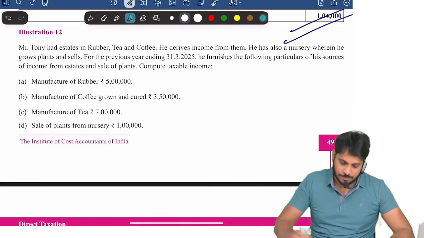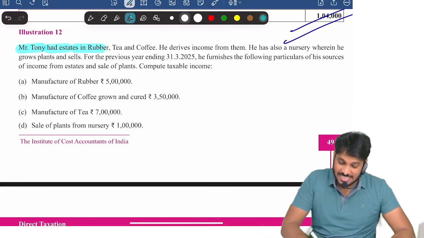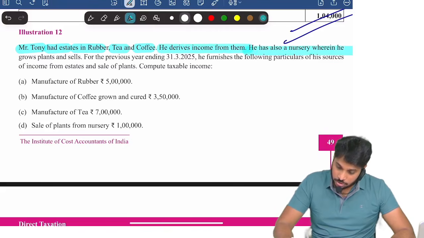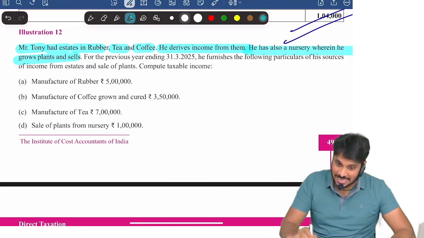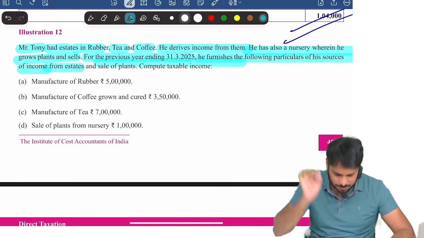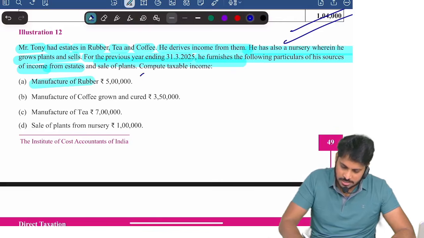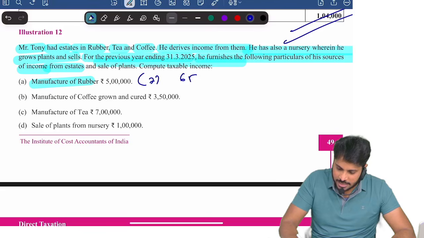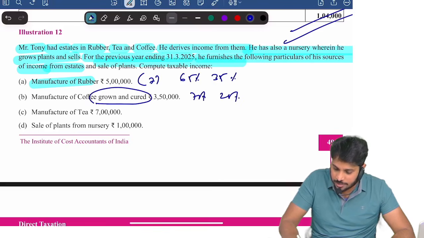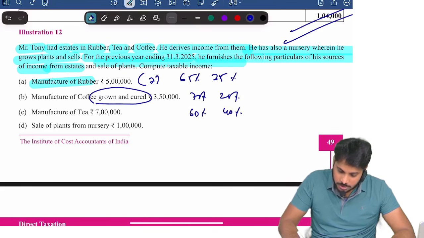Illustration number 12. Mr. Tony had estates in rubber, tea, coffee. He derives income from them. He also has a nursery wherein he grows plants and sells. For the previous year ending 31st March 2025, he furnishes the following particulars of his source of income from estate, sale of plants, etc. Manufacture of rubber, rule number 7. Yes or no? 65% agriculture income, 35% business income. Agreed? Manufacturing of coffee, grown and cured only, 75%, 25%. Tea, 60% and 40%.